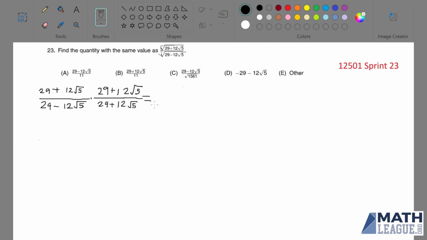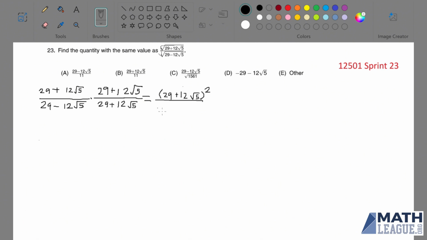So now we can multiply it out. And I'm going to do a trick here, which is instead of multiplying out and distributing the 29 plus 12 root 5 times 29 plus 12 root 5, I'm just going to write that as 29 plus 12 root 5 squared. We'll hold it like that for right now, because remember, again, we are secretly working underneath a square root symbol. So maybe having a square in the numerator will make things easier for us later on.